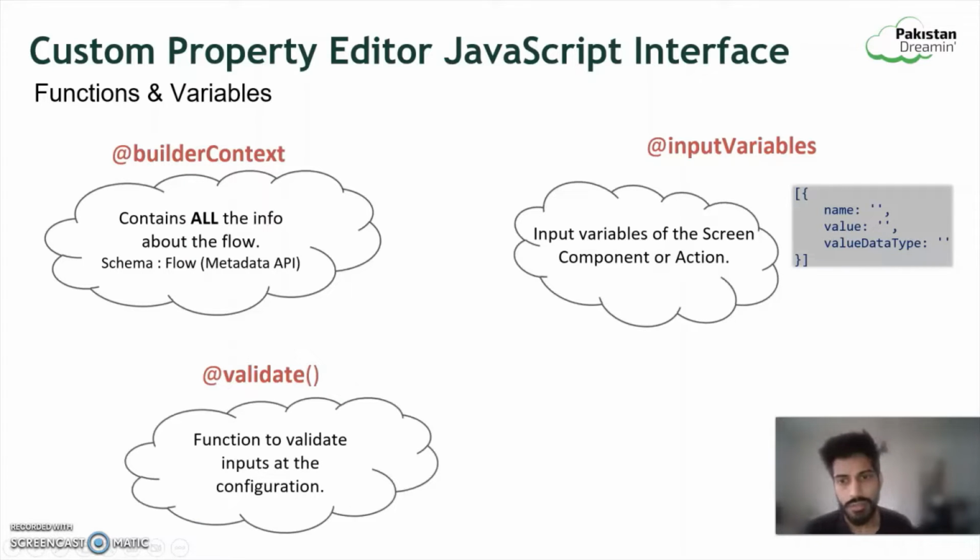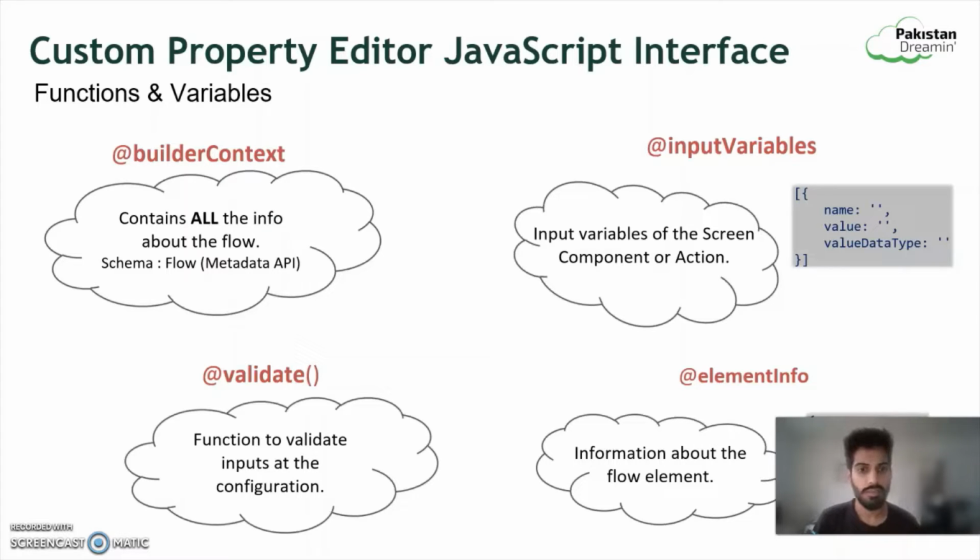Next, we have the validate function. You can use this function to basically validate your inputs when an admin is configuring your flow action or screen component. And based on the inputs you receive in the custom property editor, you can validate and throw an exception if you would like.